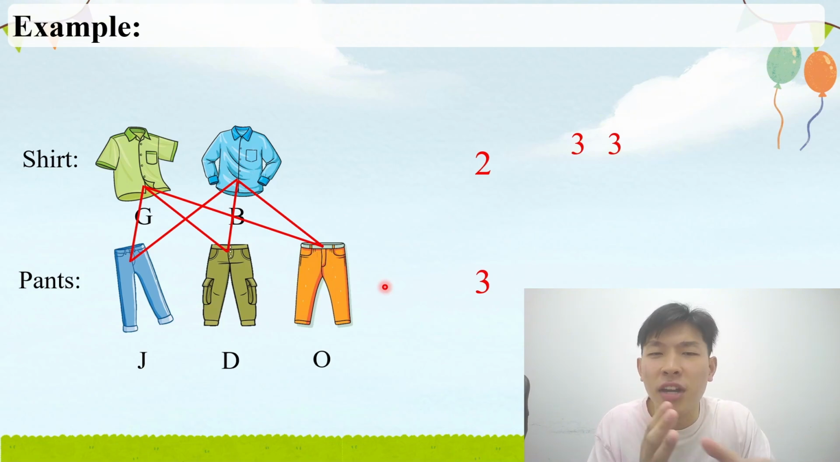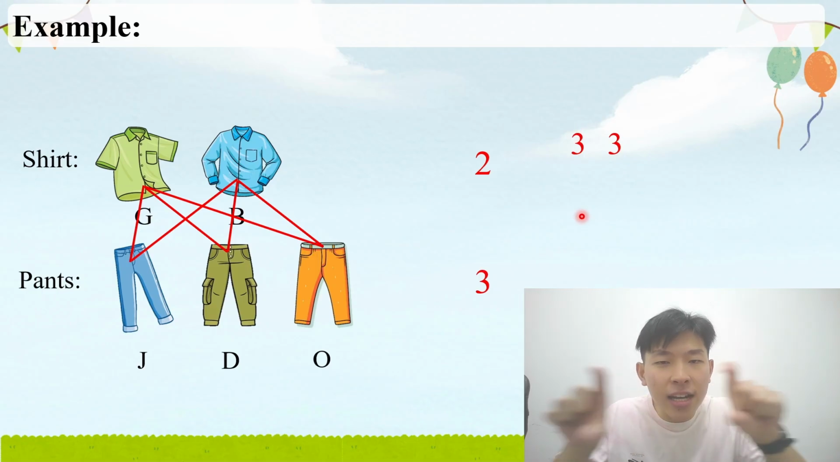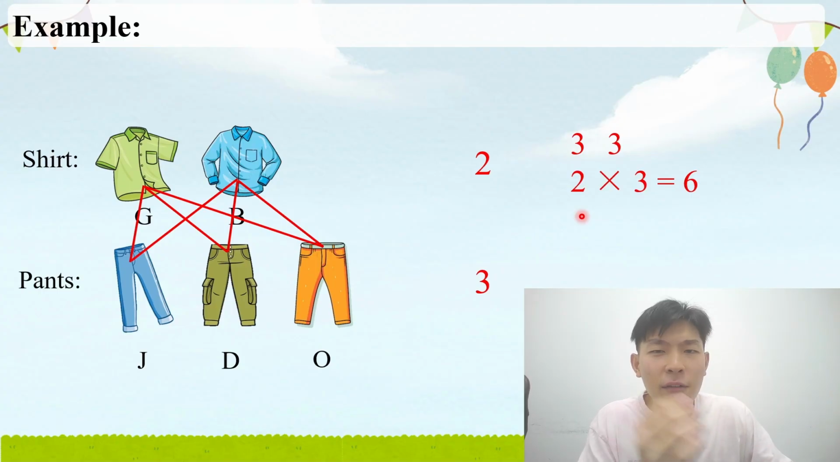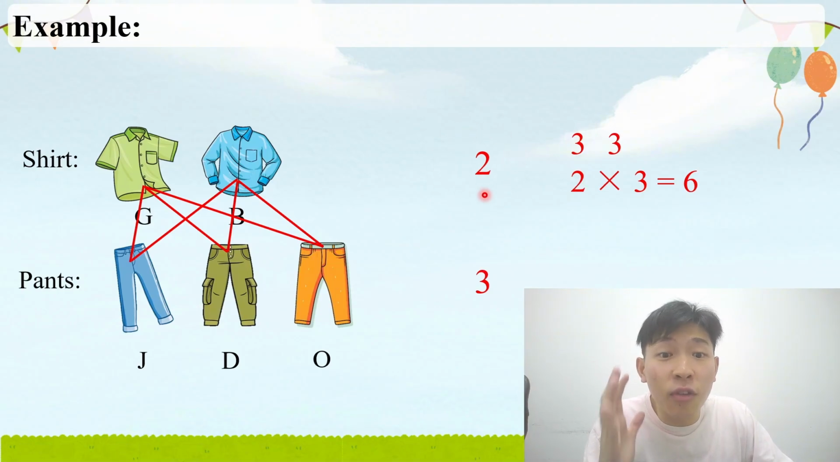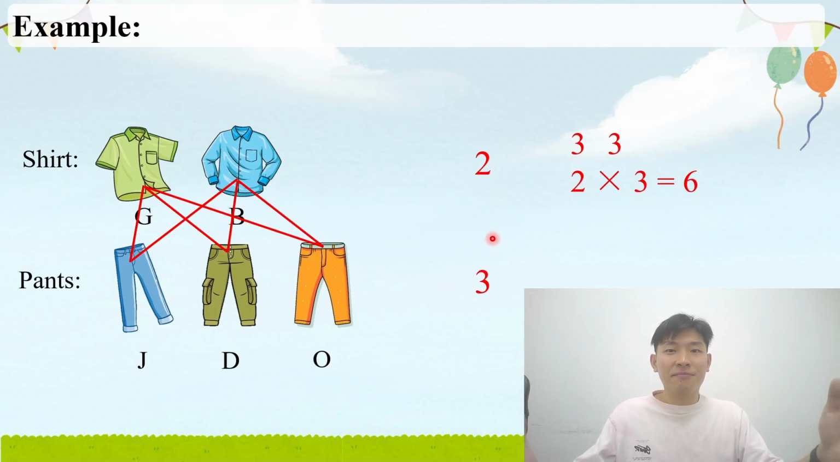But how many 3s do we have here? It is 2 3s. So how can I write 2 3s in a calculation? Very good. It is 2 times 3, which equals 6. So now, everyone, let me ask you, where can I find this 2 here? Yes, it is the number of choices for my shirts. Number of shirts. What about this 3? It is the number of pants.